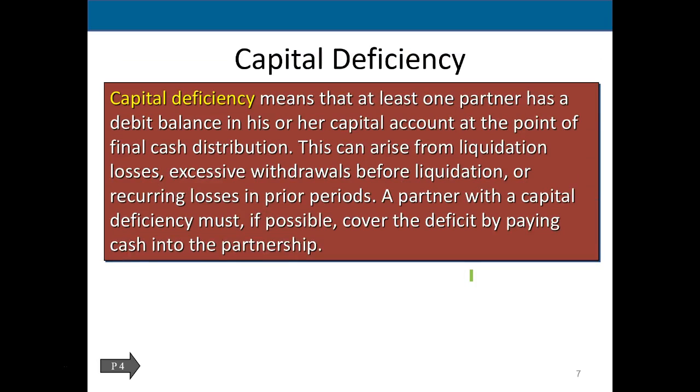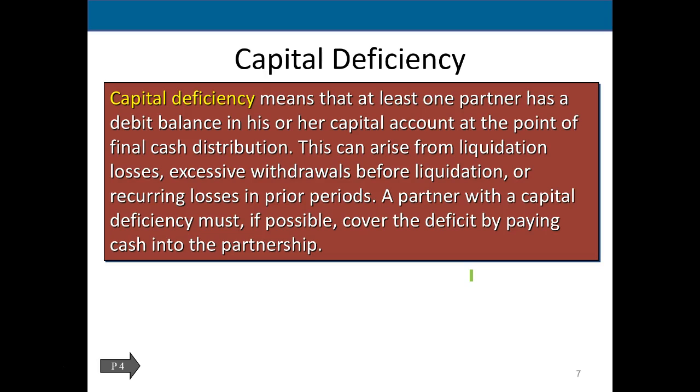So, capital deficiency. Capital deficiency means that at least one partner has a debit balance in his or her capital account at the point of final cash distribution. This can arise from liquidation losses, excess withdrawals before liquidation, or recurring losses in prior periods.